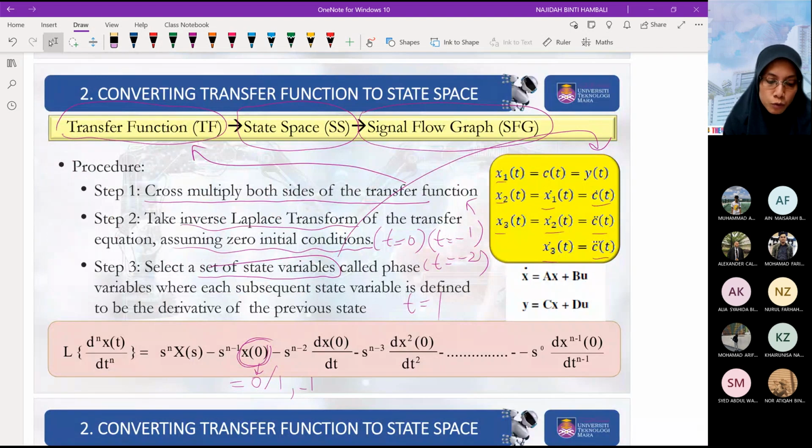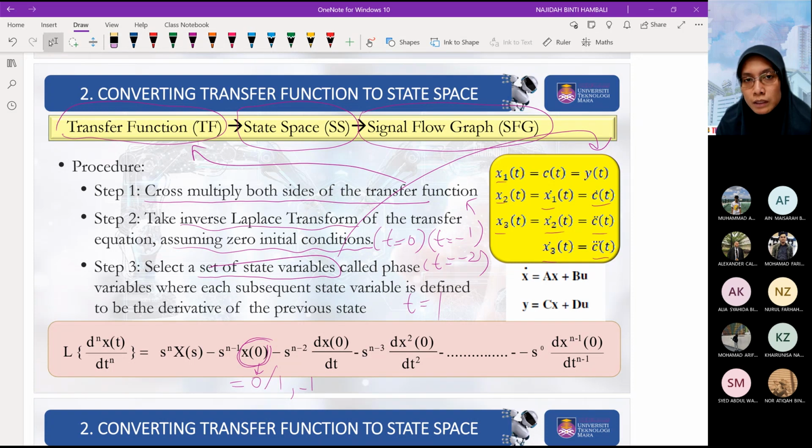So again, let's refresh the 3 steps of the conversion procedure. The first one, you need to cross multiply both sides of the transfer function. So the output must be multiplied with the denominator, the input must be multiplied with the numerator. Second step, you need to take inverse Laplace transform. It depends on the variable.